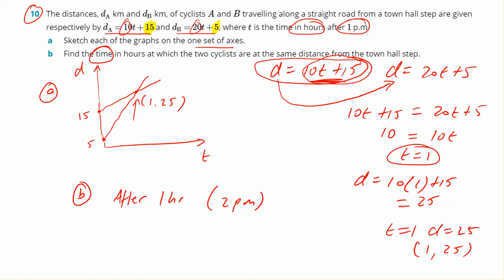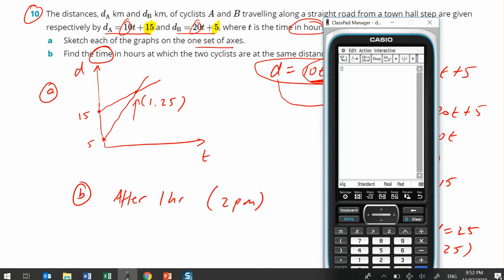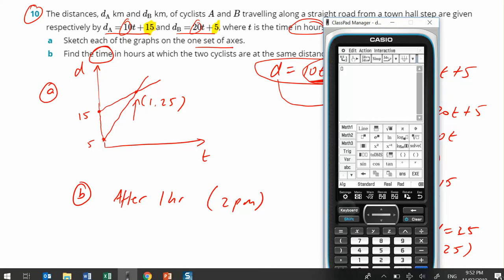Now, if I want to do this on the CAS calculator, all I need to do is solve this simultaneously. So I'm going to use a simultaneous tool. You can go y equals 10x plus 15, and y equals 20x plus 5, and I solve for x and y, and as you can see, you get the same answer. Okay, so there's two ways to do it. It's up to you, or you can even do it on the graph if you want. So hopefully that helps.